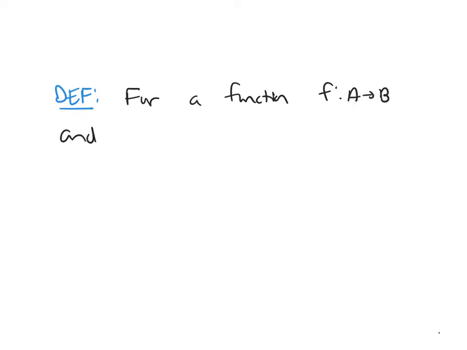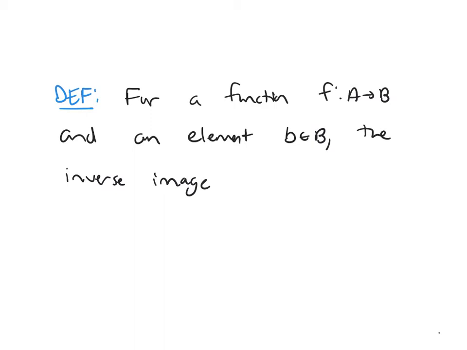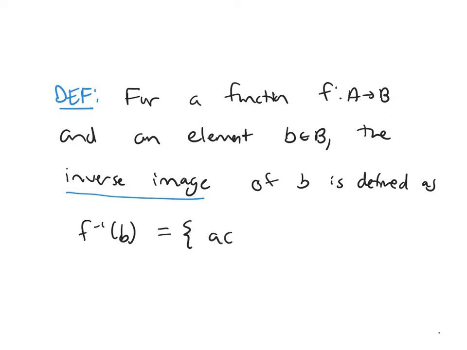So now we're going to look at inverse images. Let's start with our definition here. For a function f from A to B and an element b in B, the inverse image of b is defined as all the elements a in A where f of a equals b. So it's all the first coordinates of f whose second coordinate is b.